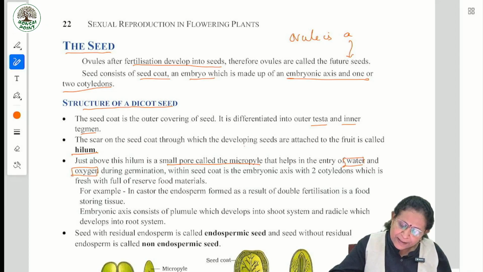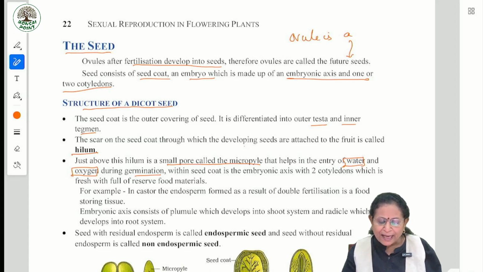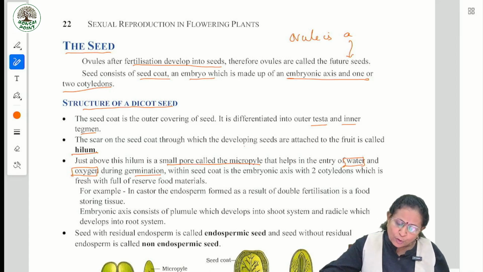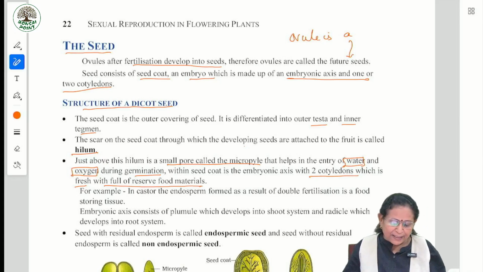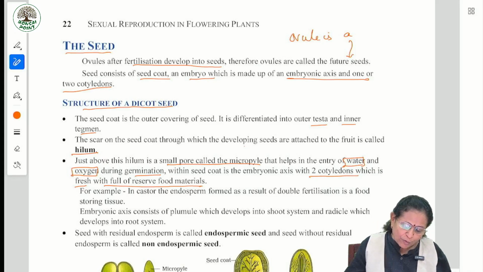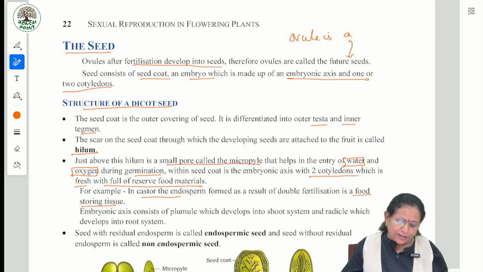During germination, within the seed coat is the embryonic axis with two cotyledons, which are fleshy and full of reserve food material. Okay, we can say it's almost fleshy. For example, in castor, endosperm formed as a result of double fertilization is a food storing tissue. The embryonic axis consists of the plumule, which develops into the shoot system, and the radicle, which develops into the root system.